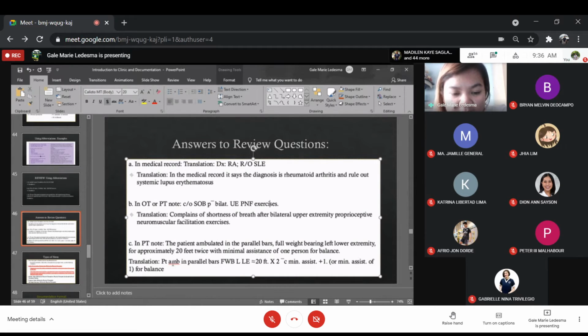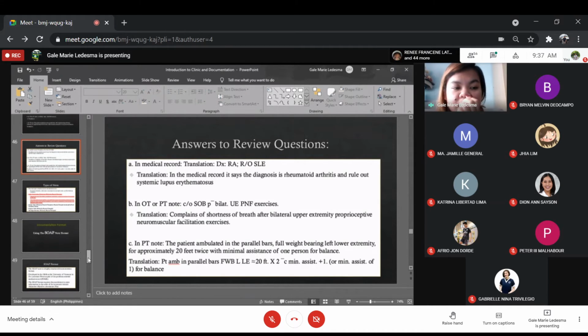Okay, as well, Ari. So, kung i-translate mo ni siya into abbreviations, patient ambulated in parallel bars, full weight bearing, left lower extremity, approximately 20 feet twice, with minimal assistance of one person for balance. So, magamit sang abbreviations. Okay, so lapit na.